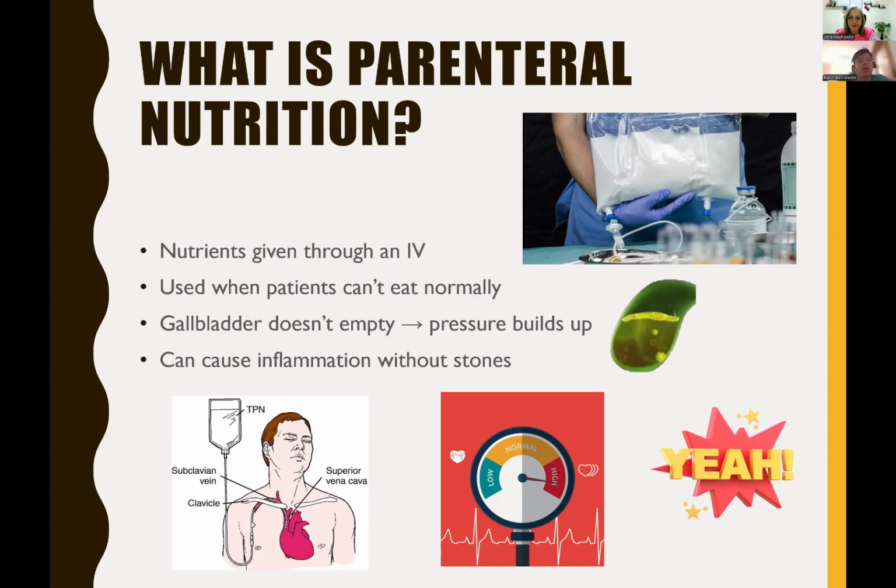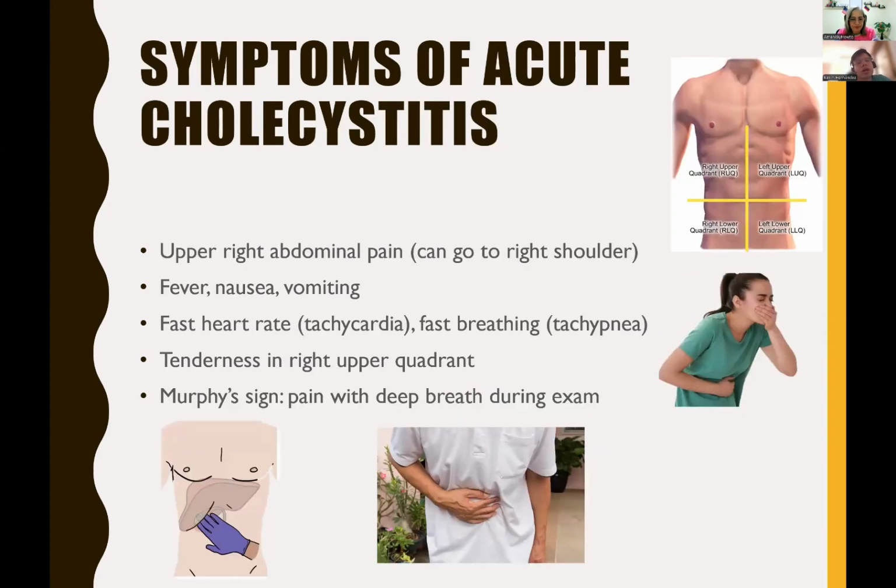Okay, thank you. The symptoms of acute cholecystitis can include pain in the upper right abdomen. As we can see in this image, the abdomen is divided into four quadrants: the left upper quadrant, right upper quadrant, right lower quadrant, and left lower quadrant.